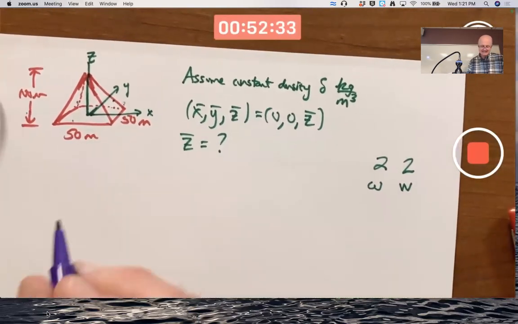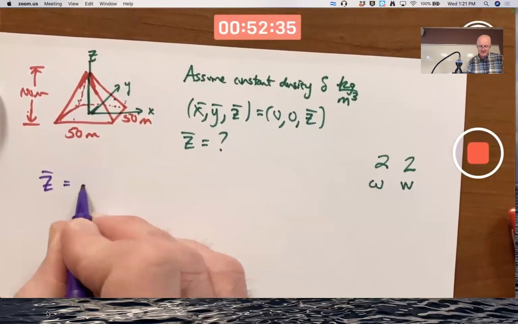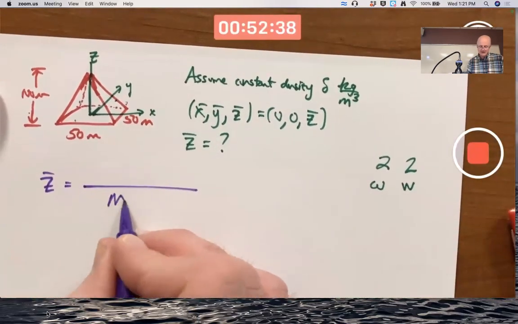The formula says z bar is going to be a ratio where the bottom is once again the mass.